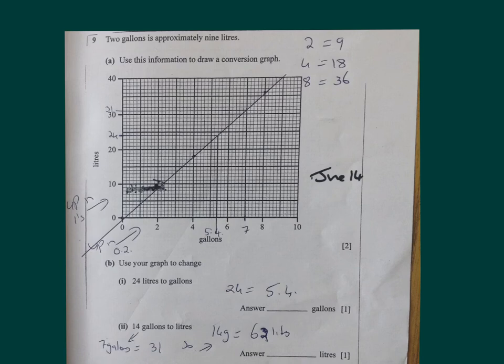A different type of question here. They've only given you one piece of information: 2 gallons is approximately 9 litres. Well, what I've done, I've multiplied them up. If 2 is 9, then 4 is 18, and then double that, 8 is 36. I found those 3 points.